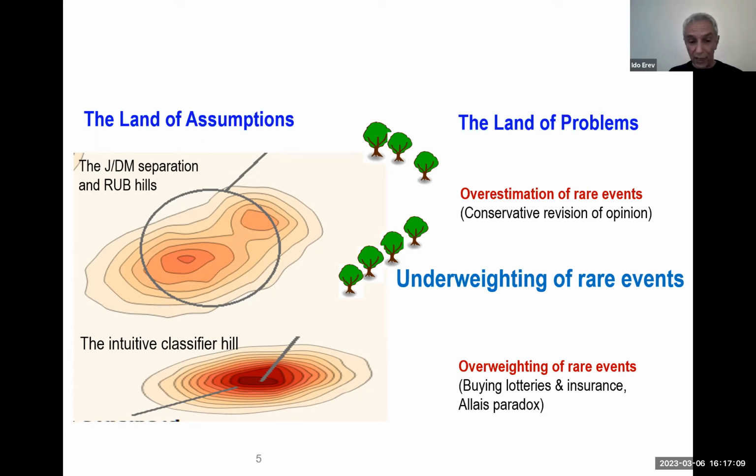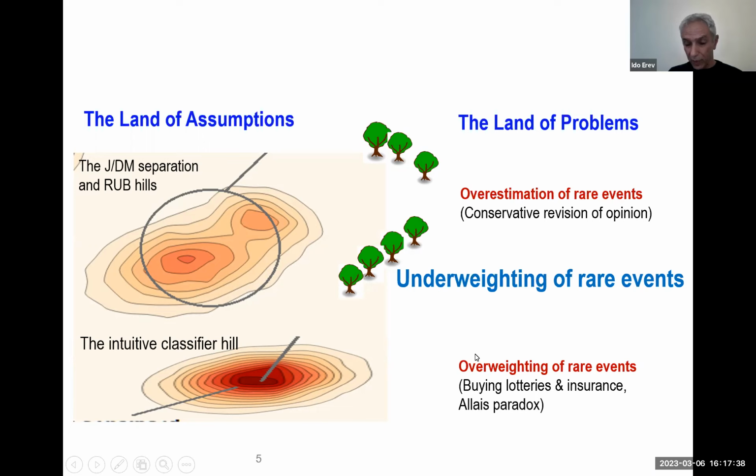This hill suggests that maybe the underlying process is not a two-stage judgment and decision process, but rather is more similar to an intuitive classifying machine learning algorithm. If you reject the JDM separation assumption and are willing to consider the possibility that the underlying processes are different and cannot be separated, then you climb this hill, and you can understand all the phenomena. You understand when people overestimate rare events, when they underweight rare events, which we argue is the more common phenomenon, and also when they overweight rare events.